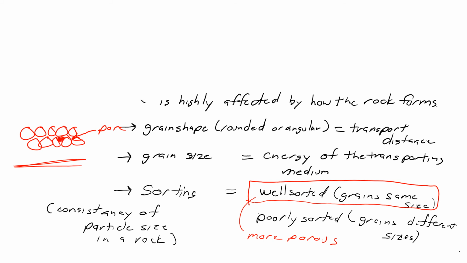Now, if you have a poorly sorted rock where you can have a lot of small fragments in there, sometimes those small fragments can fill in the pores. So if you have a poorly sorted rock with lots of clay and silt, it can get in between the sand grains and sort of clog up the pores. And you don't get as porous of a rock. So well-sorted rocks tend to be more porous than poorly sorted rocks.